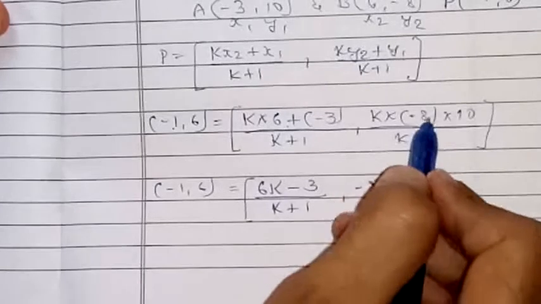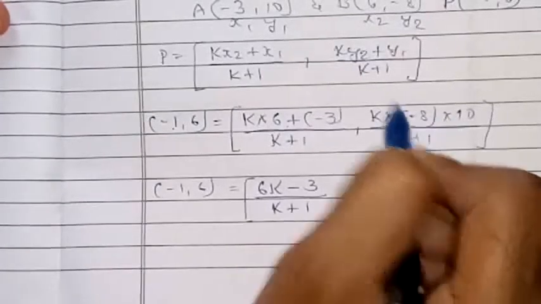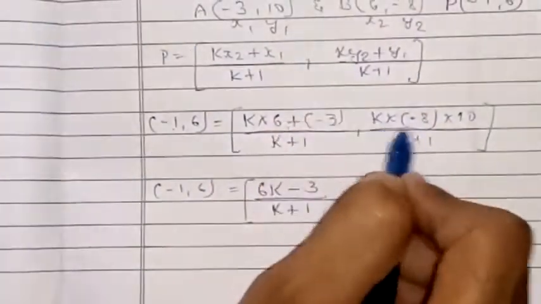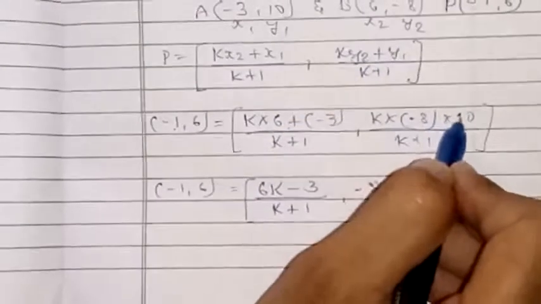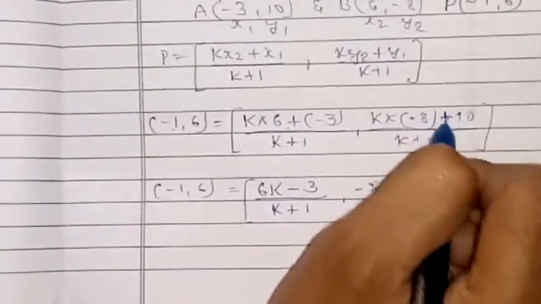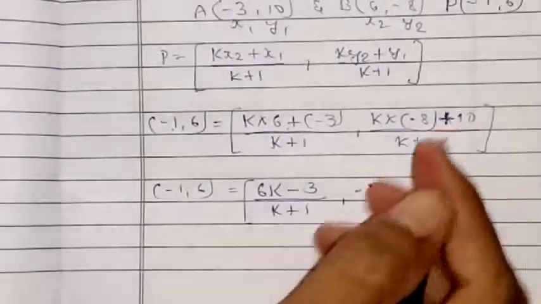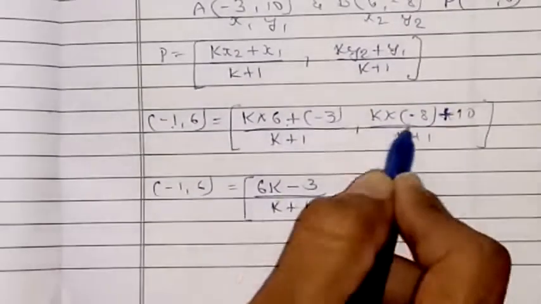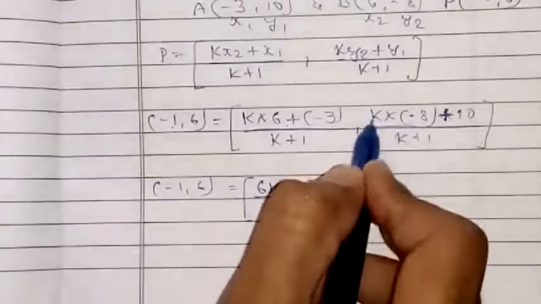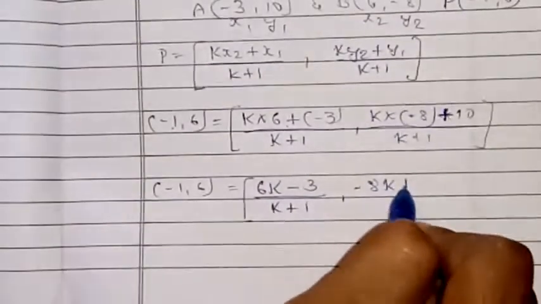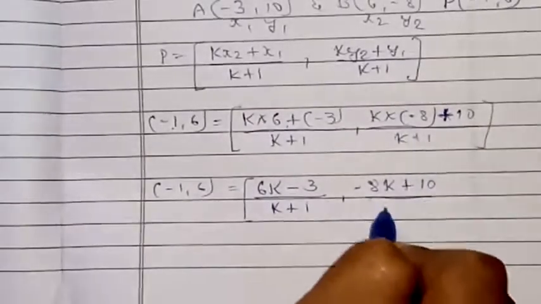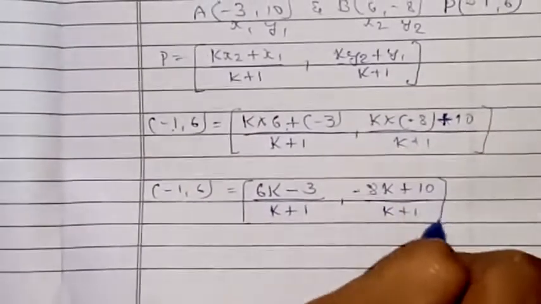-8k, sorry, this is k into y2, right? K into y2 is -8 here, plus this is plus 10, y1 is plus 10, so therefore this is plus 10, right, children? Now plus into minus is minus, 8 into k is 8k, plus 10 divided by k plus 1, right, children?